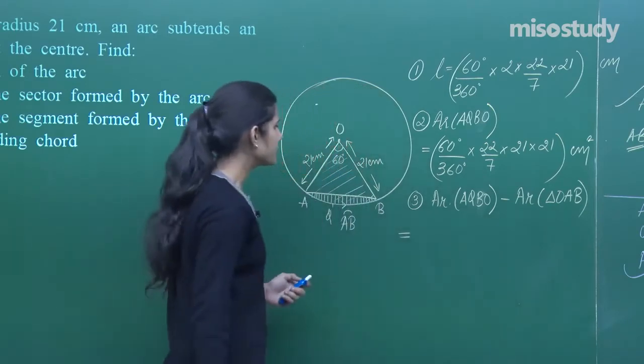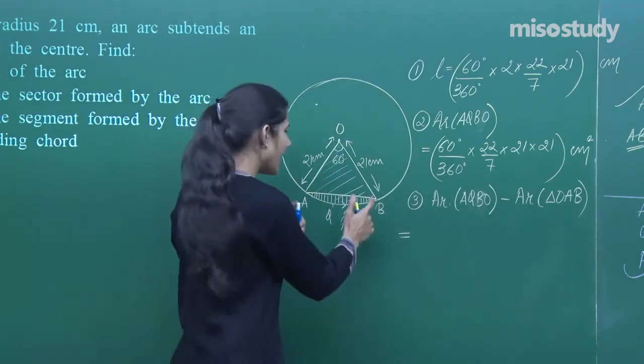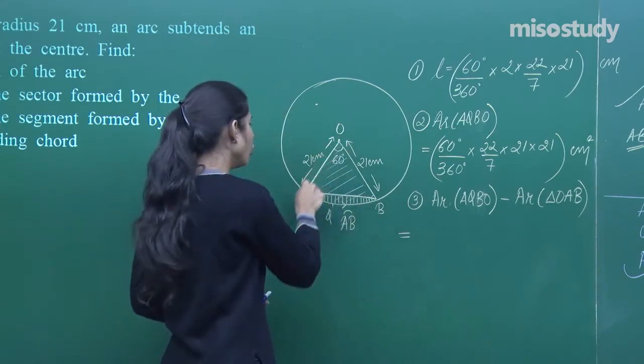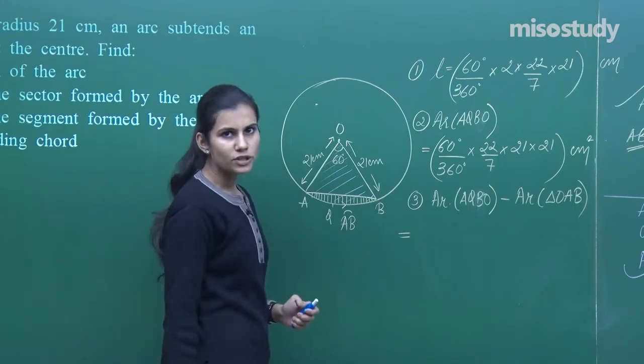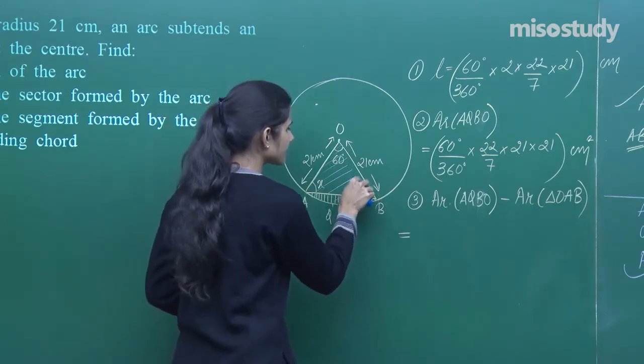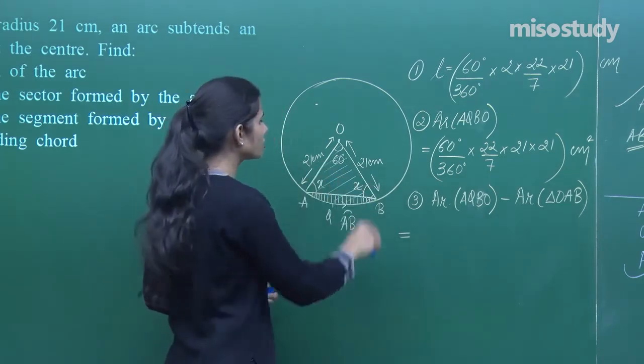What is the area of the sector? What is the area of the triangle? Area of the triangle is half into base into height. I don't know the base, I don't know the height. What will I do? See, OA is same as OB and angles opposite to equal sides are equal. So, if this angle is x, even this will be x. Angle at A will be equal to angle at B because angles opposite to equal sides are equal.